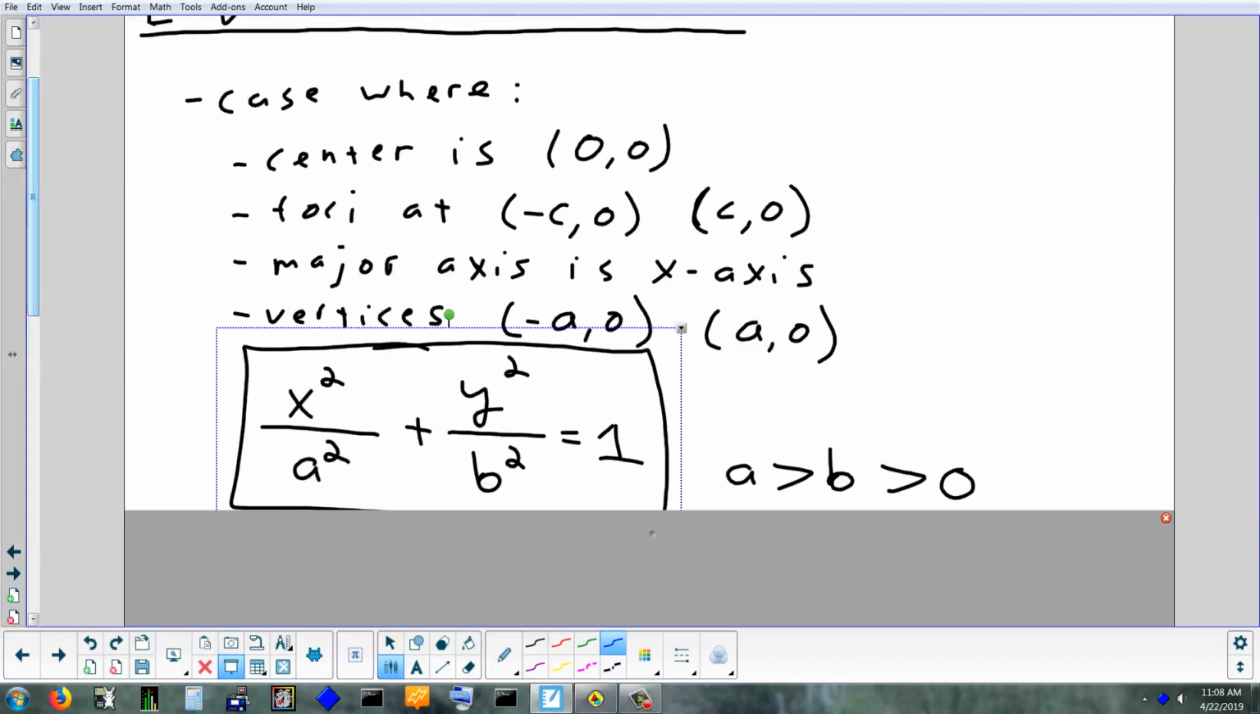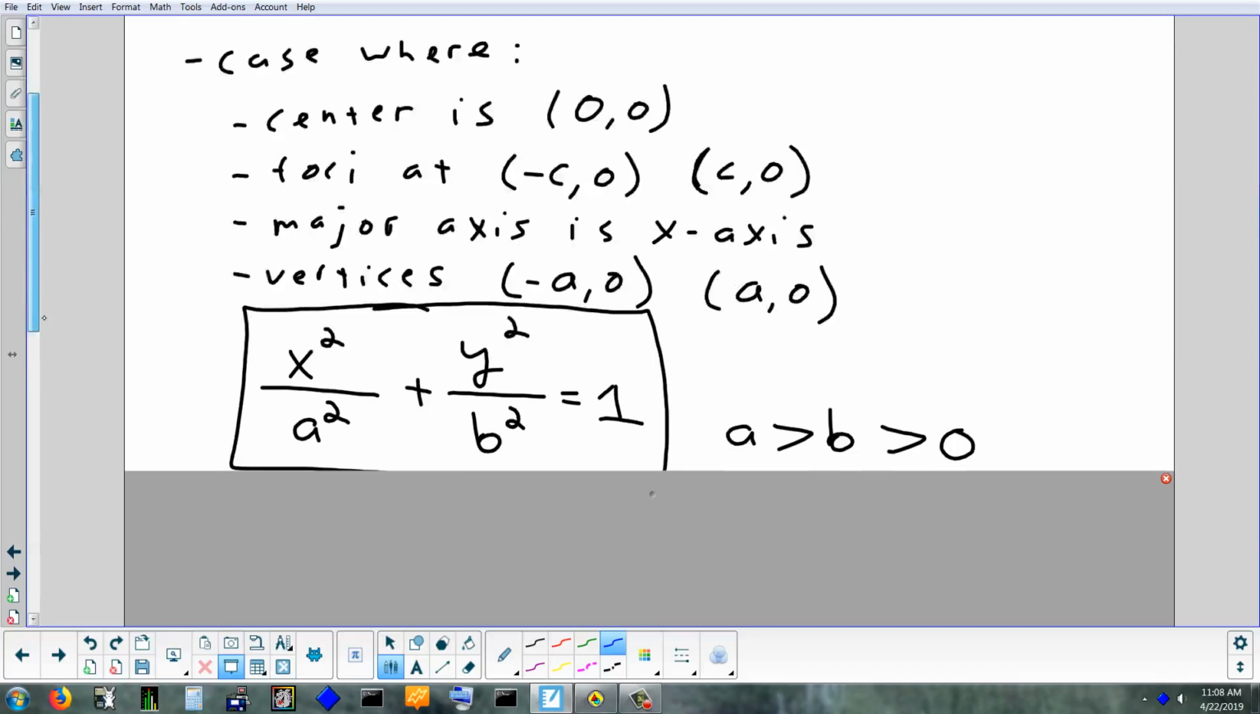It's also important that A is always bigger than B, which is always greater than 0. So A and B are never negative here. And A is always bigger than B. In fact, that's how you figure out which one is A and B. If you gave me two numbers, and you said one of them's A, one of them's B, I'm not going to tell you which one. I'd say, okay, whichever one is bigger, that's A. And whichever one is smaller, that's B.